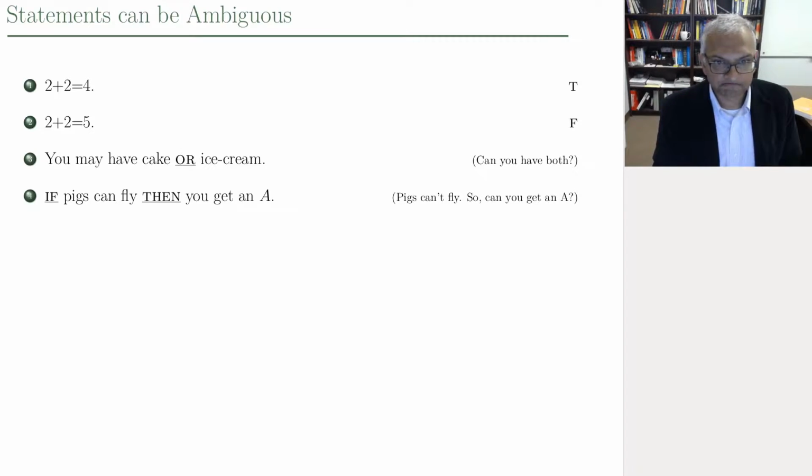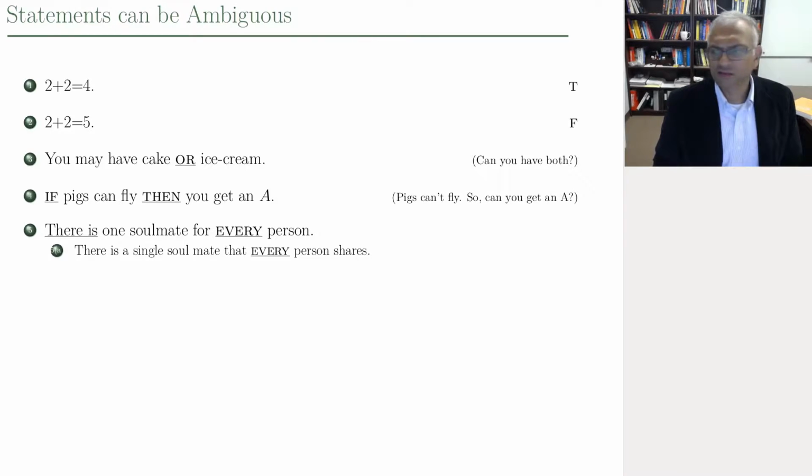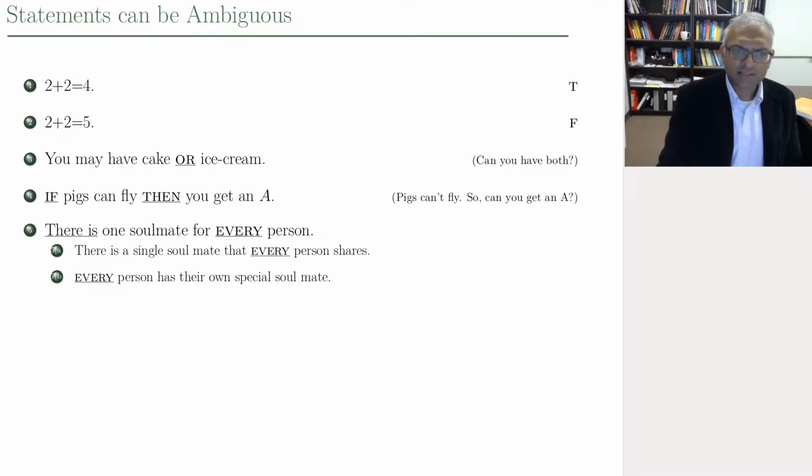Now let's get back to this joke that we said, there is one soulmate for every person. Why is that a joke? It's a joke because there are two ways to interpret this sentence. The first is that there is a single soulmate who is the soulmate for everyone. So there's this busy soulmate, and everyone shares this soulmate. A second interpretation is that every person has their own special soulmate. Now, which did the girl mean? The girl meant 5B. And what did the boy interpret? The boy interpreted 5A.